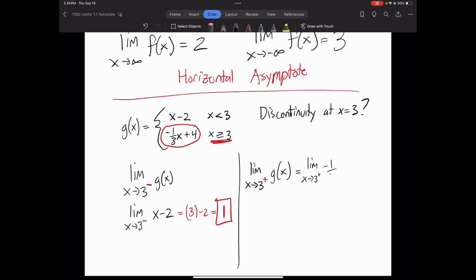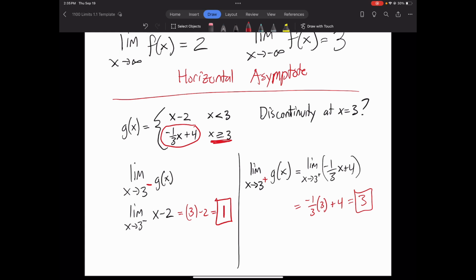of this function, because I know I'm only using values greater than 3. Once again, this is a nice simple function, which means to evaluate this limit, I can just plug in 3 and see what happens. Negative 1/3 times 3 is negative 1. Negative 1 plus 4 is positive 3. So interesting, I get two different values depending on what direction I come from.